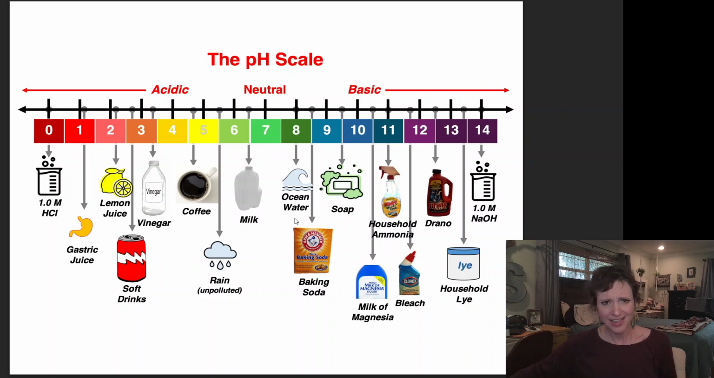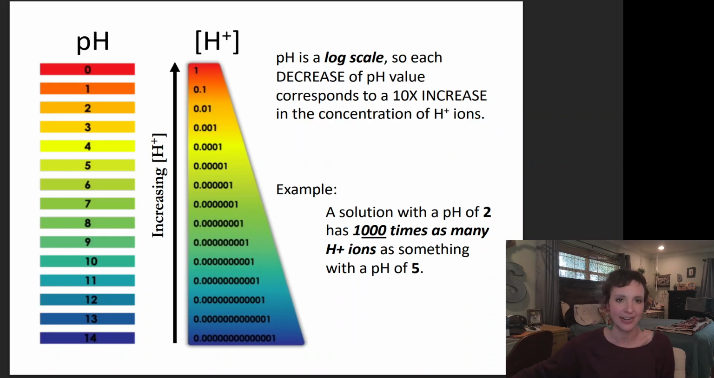Here's some fun things: everything in the world that is a solution has a pH value. Neutral, we said, was distilled water. If I go towards the acidic side, I get milk, rain, coffee, vinegar, soft drinks, lemon juice, stomach acid, and then 1 molar hydrochloric acid. Coming back to 7 and now moving towards the basic side, ocean water is slightly basic, then baking soda, soap, milk of magnesia, household ammonia, bleach, Drano, household lye, and 1 molar sodium hydroxide. So a lot of my bases tend to be cleaning products in some way.